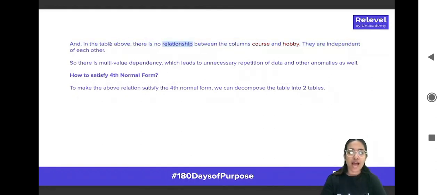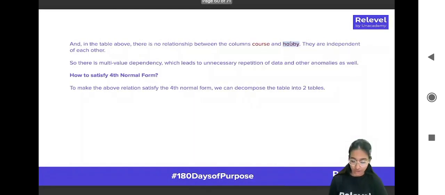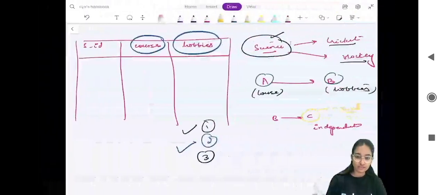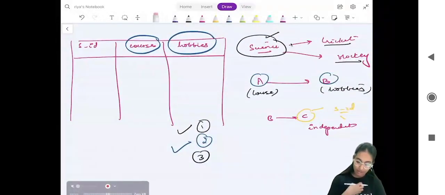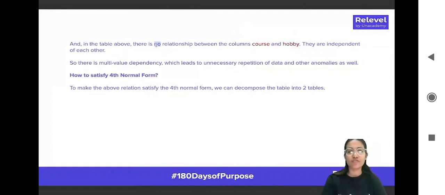as in the table above, there is no relationship between courses and hobbies, right? They are basically independent of each other. Here in this case, we can say that courses and hobbies are actually independent of each other, right? So we can say that there is a multi-value dependency which leads to unnecessary repetition of data and other anomalies as well. Now to make sure how to satisfy, we have to remove multi-value dependency.